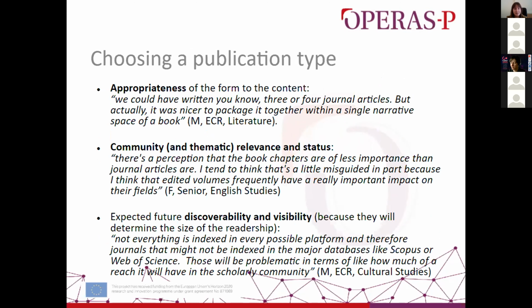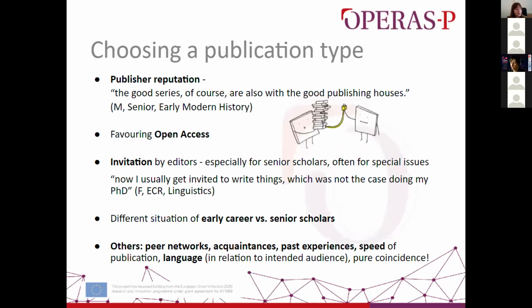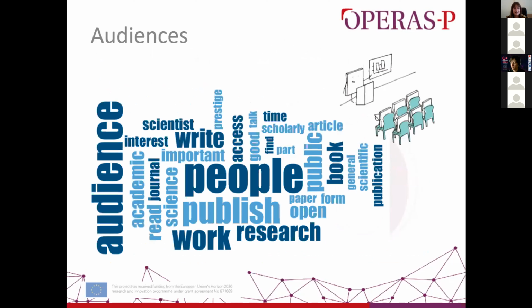They relate to prestige, because you're thinking about the bibliometric indicators, but also the publisher reputation. And they refer to the power structures. So invitation by editors doesn't happen to everyone, right? And also how powerful you are to make your own decisions, or whether you have to follow certain procedures suggested to you by more senior colleagues. So I would like to speak about these in slightly more detail.